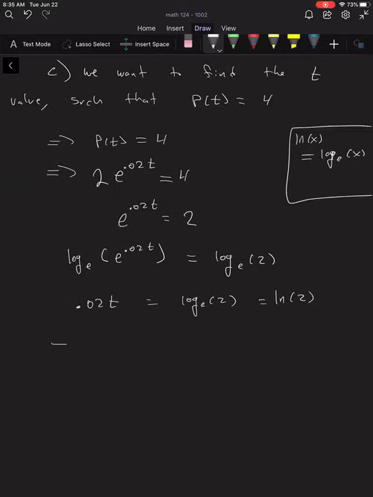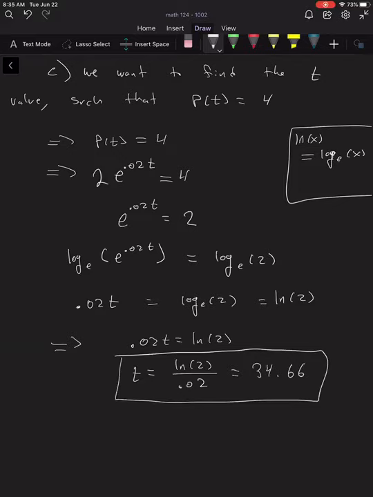So what we have is 0.02 t is equal to the natural log of 2. So we divide by 0.02. So t is equal to natural log of 2 divided by 0.02, which is equal to 34.66. So that's how many years it would take for the population to double: 34.66 years.